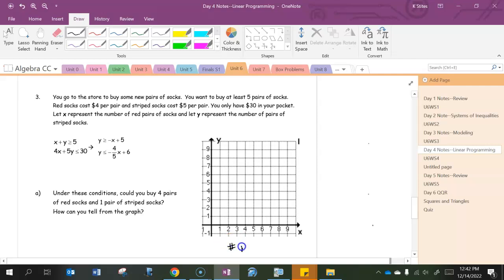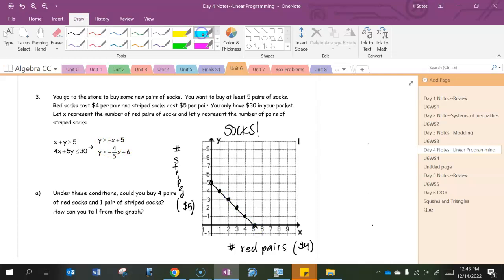X is the number of red pairs. And then I'm also just going to say red pairs were $4. And Y is the number of striped pairs. And again, striped were $5. And this is going to be my title, socks. And we were given our inequality, so now we're just going to go ahead and graph. Y-intercept up at 5, slope of -1. Solid line because I have the equal to. It is a greater than, so we are shading up, which is this whole part up here.